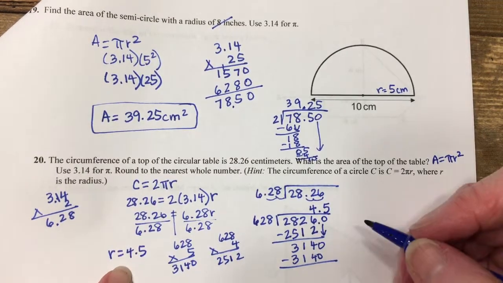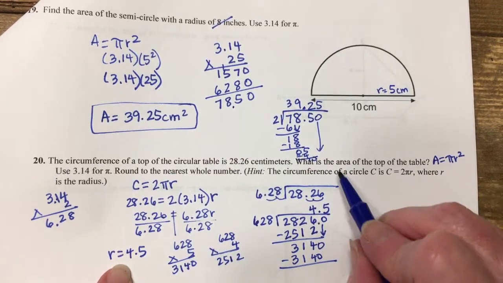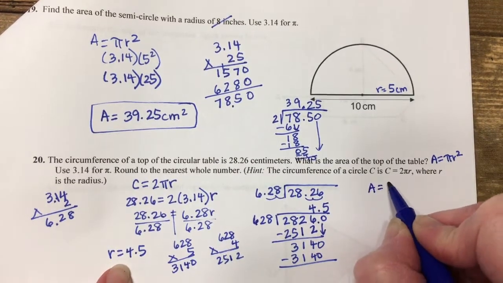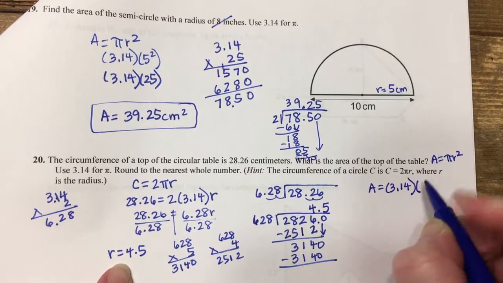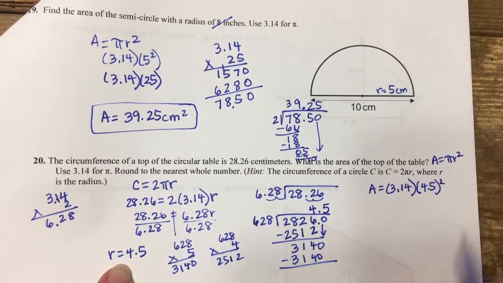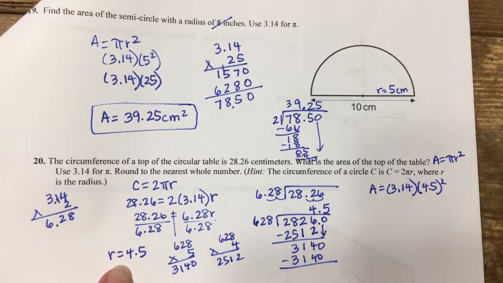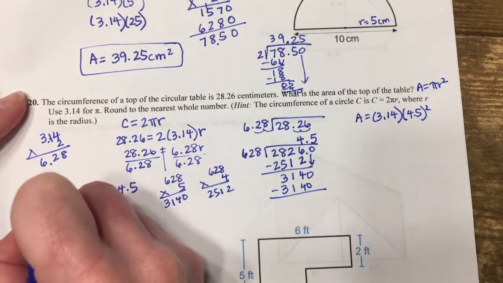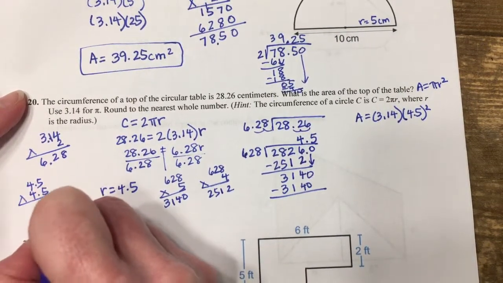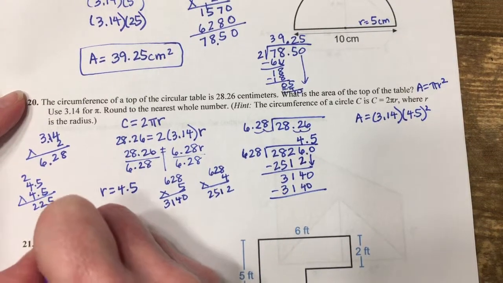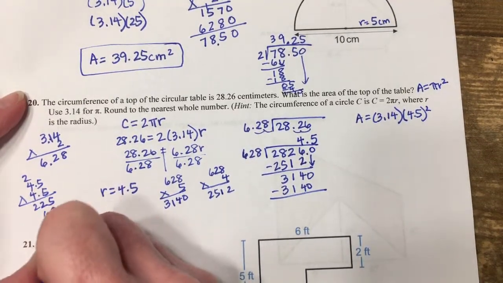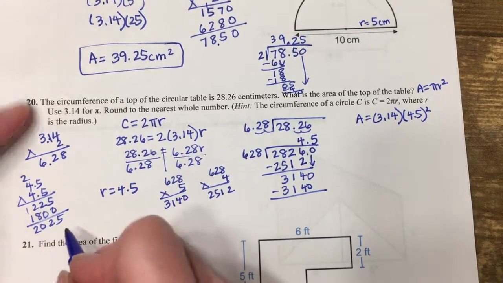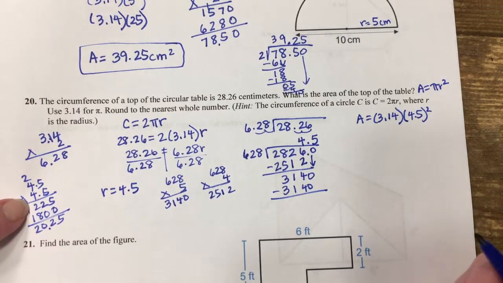And I might like to be done at this point, but I haven't answered the question. The question is, what is the area? So now I'm going to use that in this formula. Pi is 3.14, and then I have to square 4.5. Okay, so now I have to multiply 4.5 times 4.5. So 25, 22, start with a 0. 4 times 5 is 20, carry your 2, 16, 18, so 5, 2, 10, 20. And there are 2 decimal places, so 20.25.